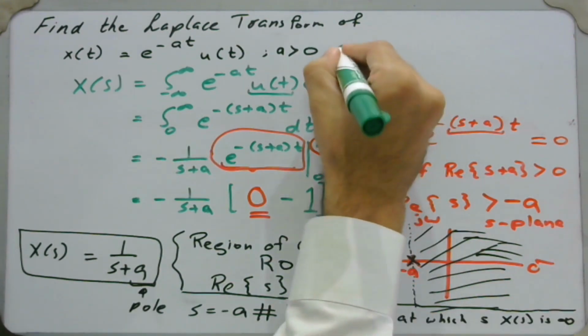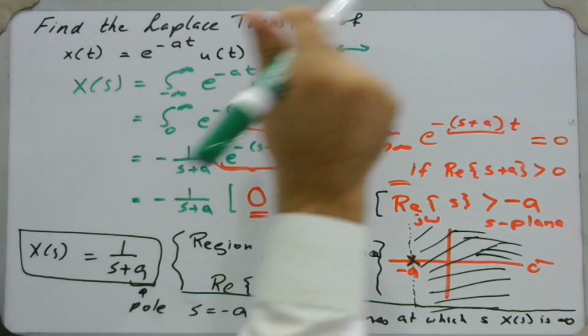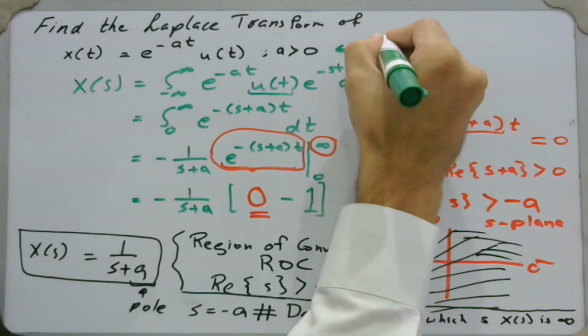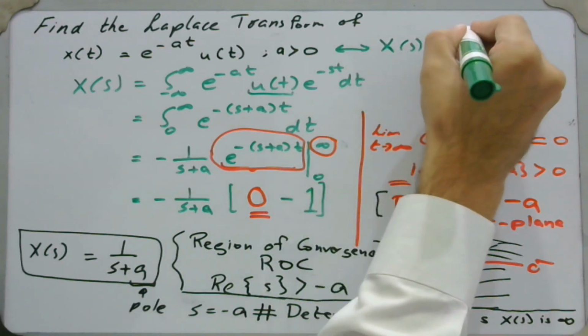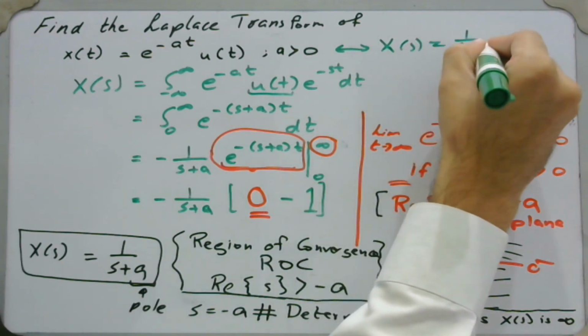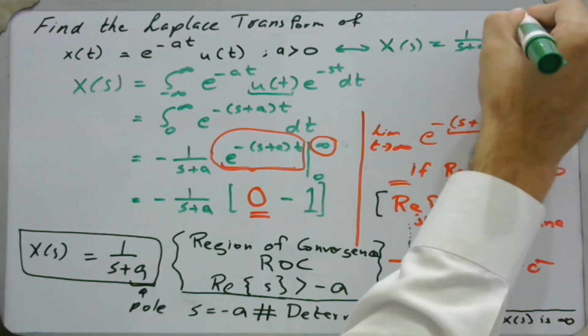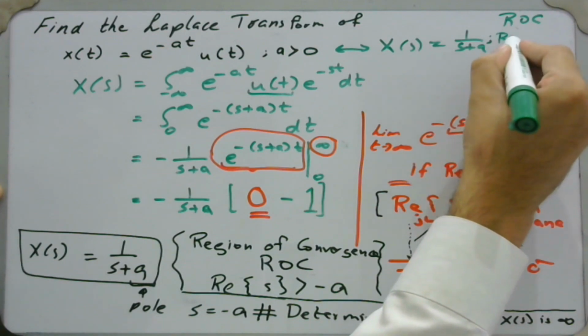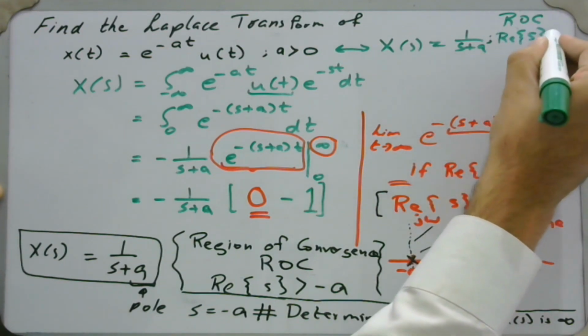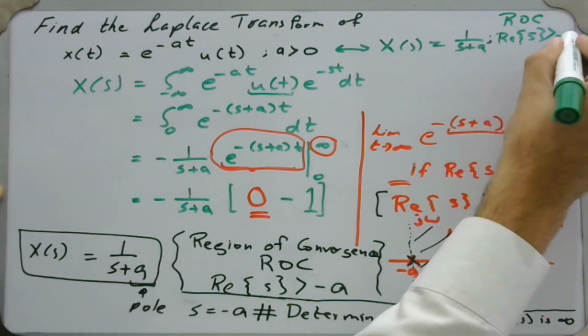So we can say that for x of t equal to e^(-at) u of t, for a greater than 0, the Laplace transform X of s is simply 1 over s plus a, and the ROC, the region of convergence, is the real part of s greater than minus a.